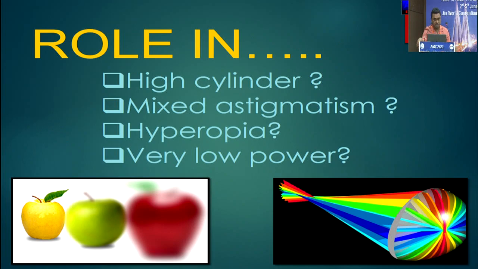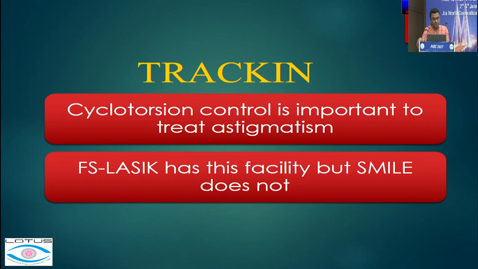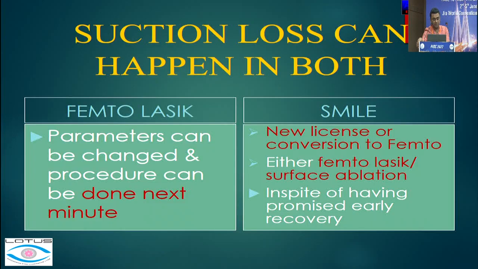For mixed astigmatism, high cylinders, hyperopic patients and low refractive errors, rather than SMILE, we prefer femto LASIK. Cyclotorsion is not there with SMILE 500, but for better astigmatism control, femto LASIK remains the best option. While doing femto LASIK, if the suction is lost, we can still change the parameters, reduce the diameter, increase the thickness, and proceed.